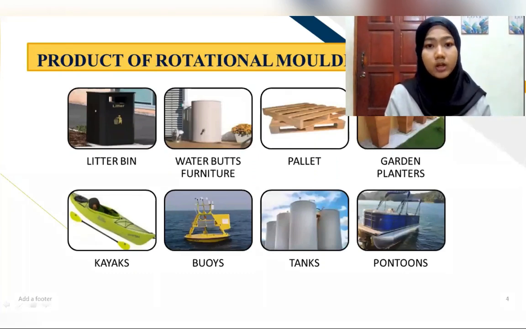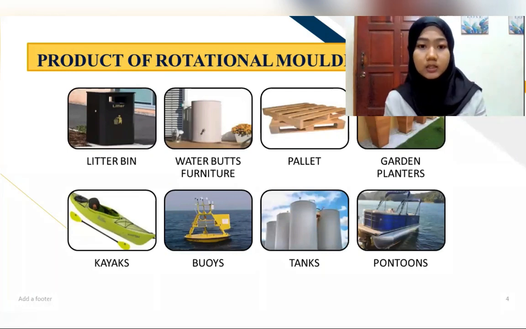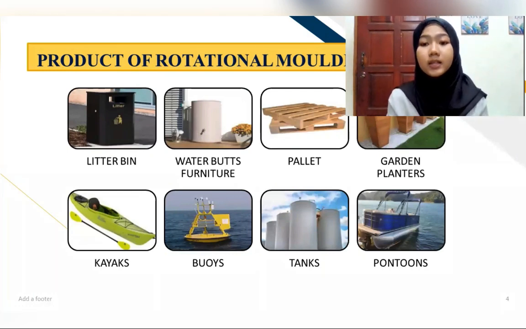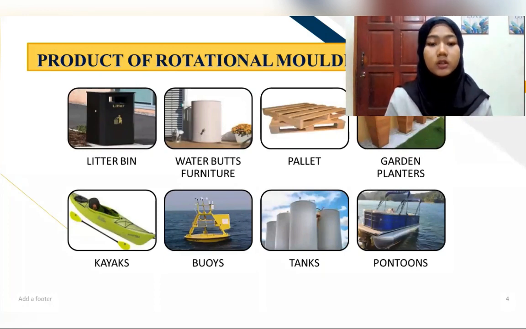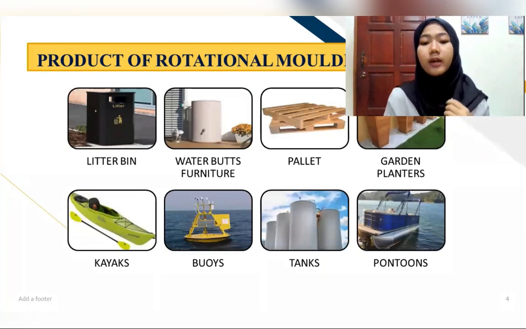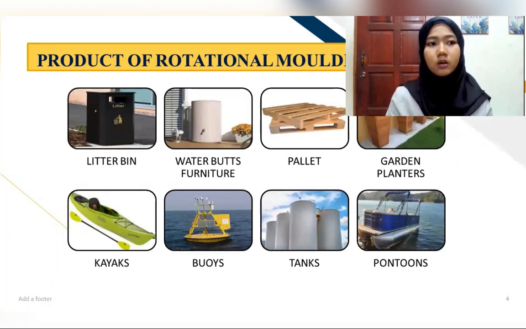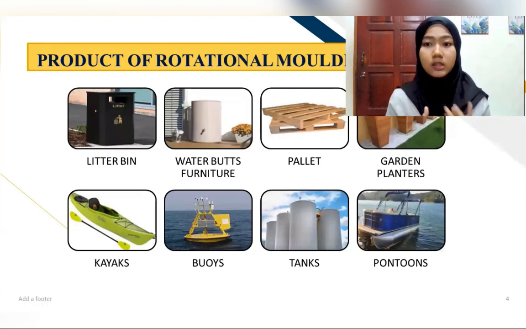Products of rotation molding that we can see on the slide include a little bin, water bath, furniture, pallet, garden planter, kayak, and buoy. A buoy is a floating object at sea to define location, to guide or warn marine traffic. And tank, pontoon, or what we call a floating tank roof. That's all from us.